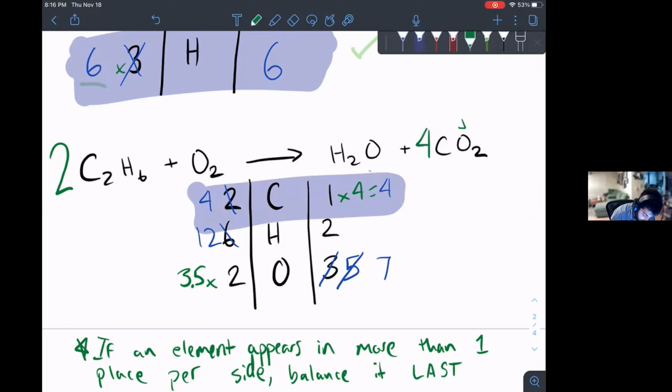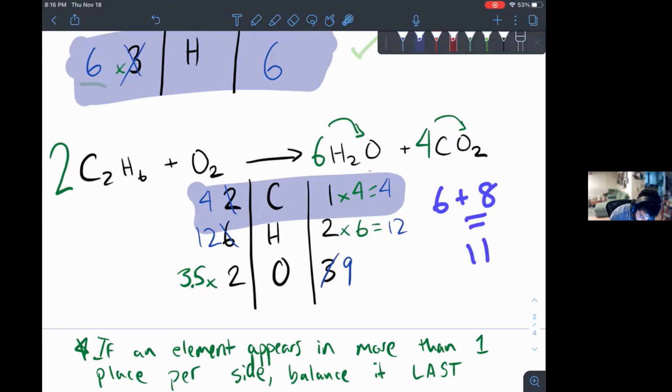So my coefficient here will be 4, which is now going to change my oxygen. So instead of starting at 3, we now have 4 times 2, which is going to be 8 plus our 1. That's actually going to be 9 oxygen. Then to get to 12, we're going to multiply by 6. That'll give us 12. So I'll go ahead and change my coefficient to 6. But again, that's going to multiply my oxygen. So now we have 6 oxygen plus 8 oxygen, which is equal to 14.